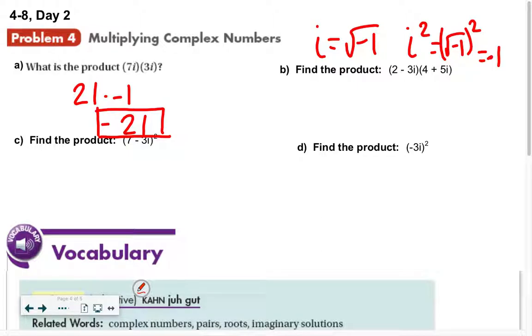This one looks a little bit different. We've got parentheses and the whole complex number, not just the imaginary part. So we do what we did with our factoring, and we FOIL. My firsts: 4 times 2 is 8. And then my outsides: 2 times 5i gives me 10i.